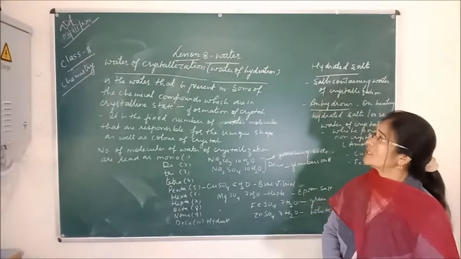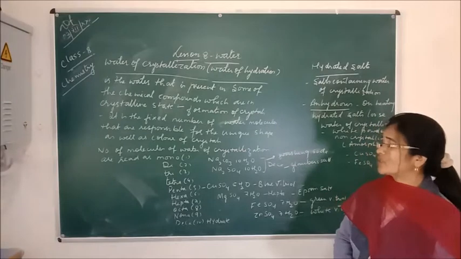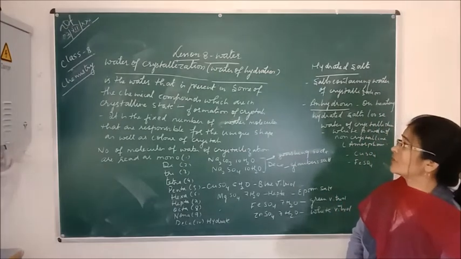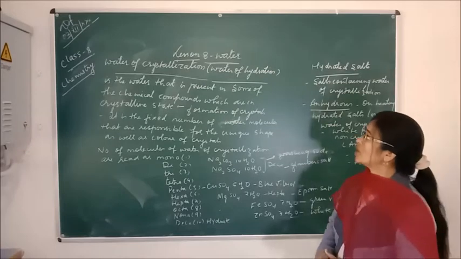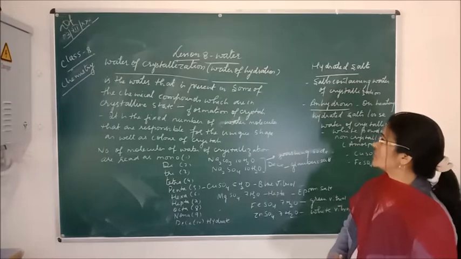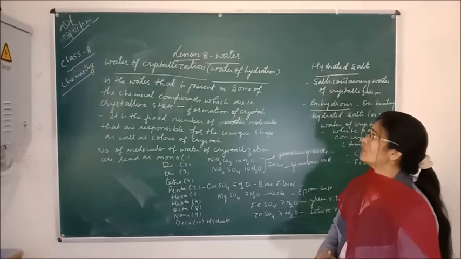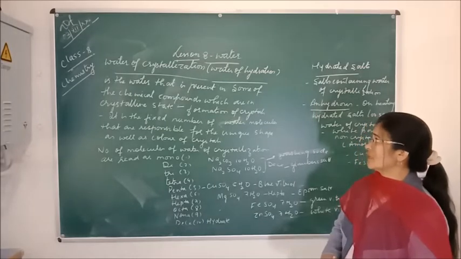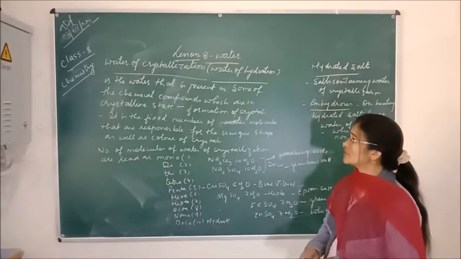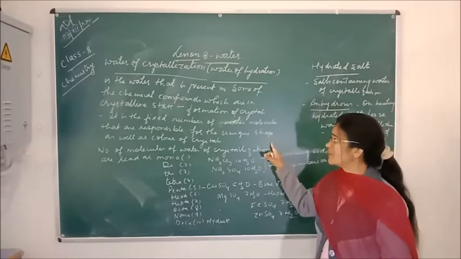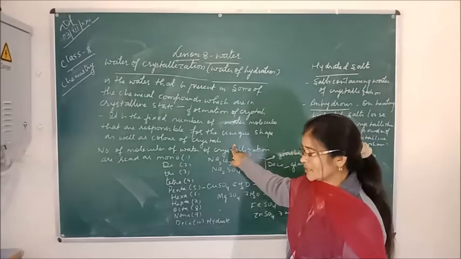So first of all, you understand what is water of crystallization. Water of crystallization is also called water of hydration, or it is the water that is present in some of the chemical compounds which are in crystalline state. And this water of crystallization helps in the formation of the crystals. Now what is crystal? It is the fixed number of water molecules that are responsible for the unique shape as well as color of the crystals.